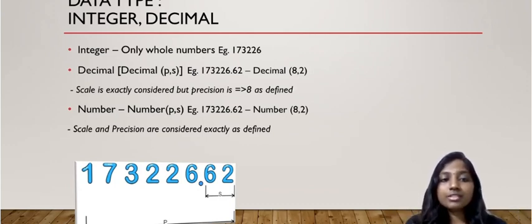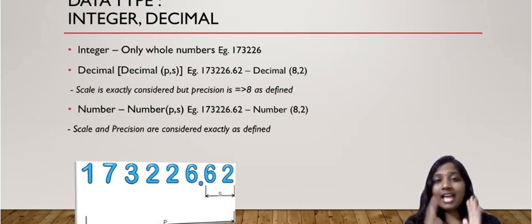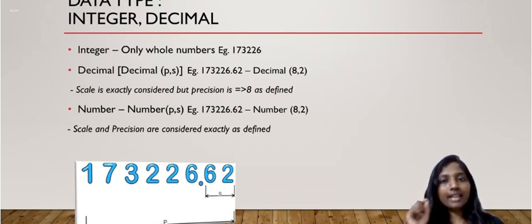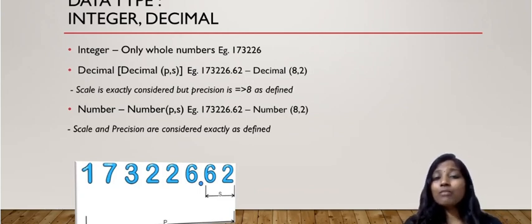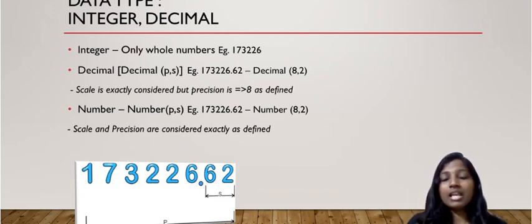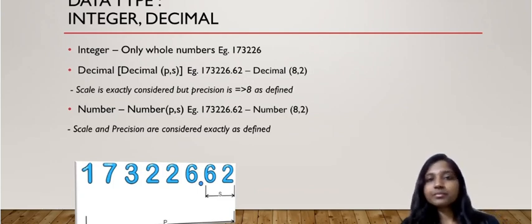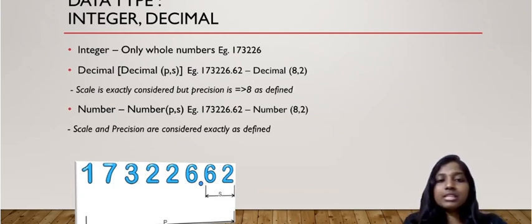Yes. What is the difference is, in number, scale and precision are considered exactly as defined. But in decimal, it is not. Scale is exact, like after the decimal point, how many digits you should have. But precision is more or less. Even if you do not have 8, if you have more than 8, like a 0 in the front, it will accept the value. Okay, so that is the difference between decimal and number. So now we have seen the number data types: integer, decimal, and number.